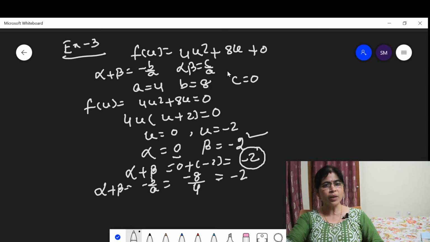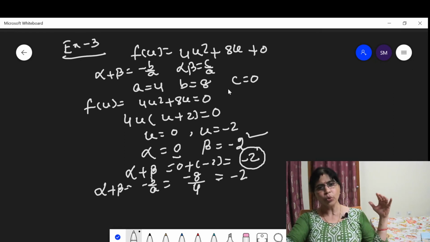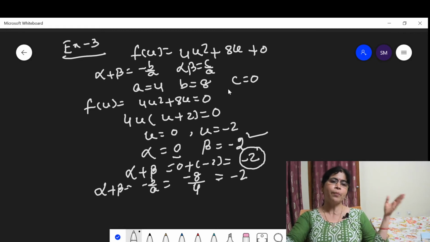This is a quadratic polynomial, and as we know, a quadratic polynomial has two zeros. By solving the given quadratic polynomial, we find that the two zeros are alpha equals 0 and beta equals minus 2. Then alpha plus beta is 0 plus minus 2, which is equal to minus 2. Then by applying the formula alpha plus beta equals minus b upon a, here b is equal to 8 and a is equal to 4, so minus b upon a is minus 8 upon 4, which is equal to minus 2.